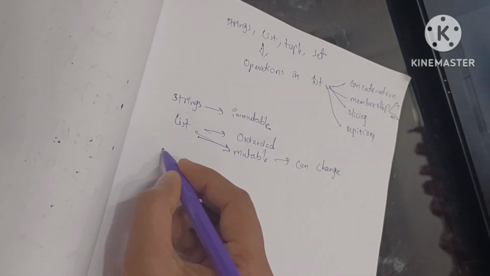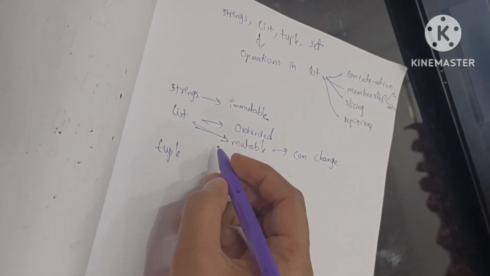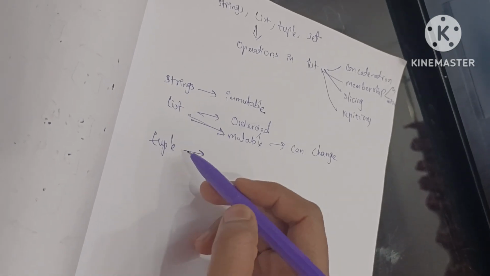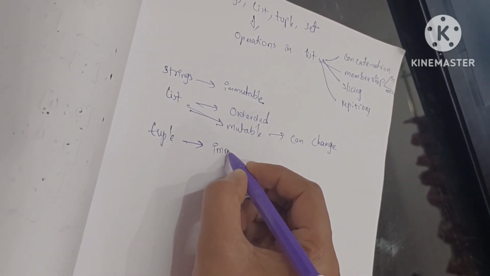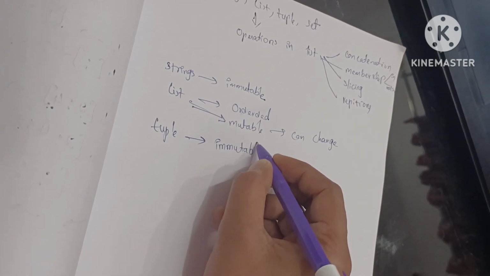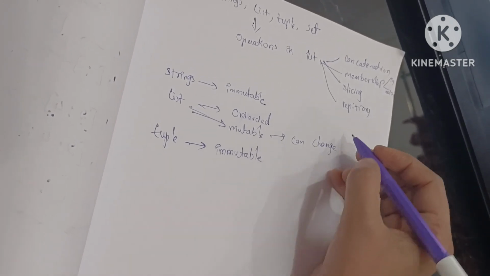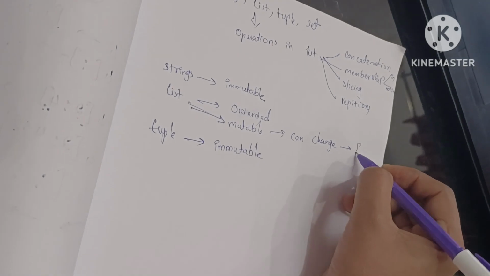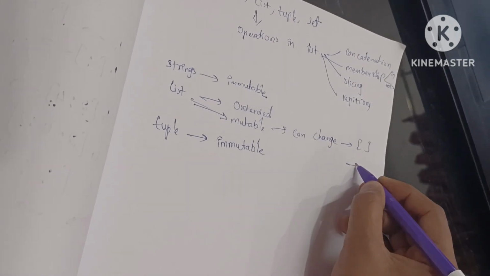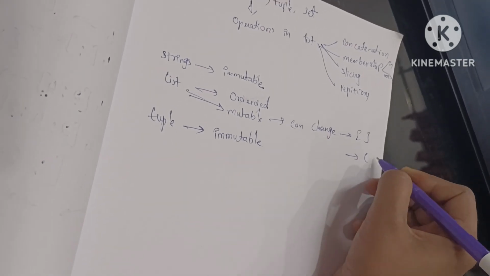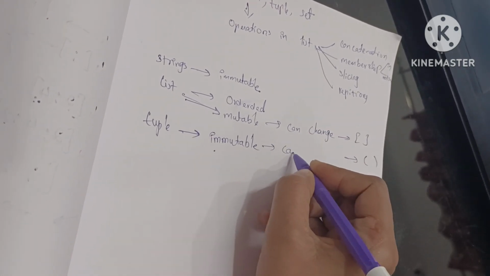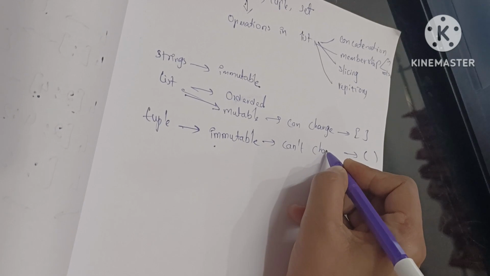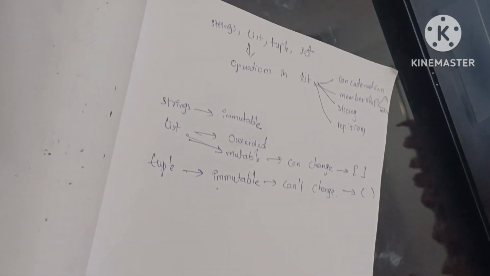And next, tuple. The small difference between tuple and list is that tuples are immutable. Everything else is the same. Lists are represented by square brackets and tuples are represented by round brackets. Tuples are immutable, so we can't change them once created. That is the difference, nothing else.